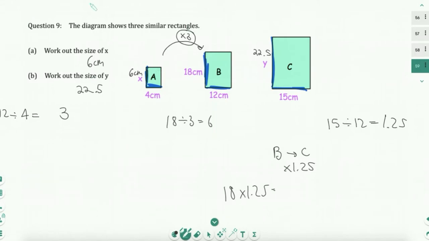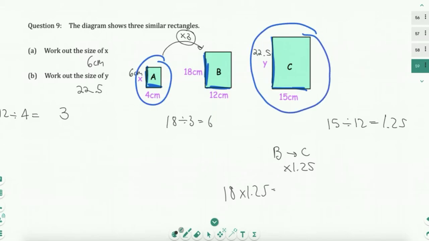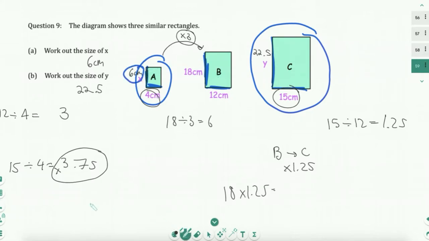You could have also used rectangle A to help us find the scale factor between these two. So we could have done 15 divided by 4, which is 3.75. So the scale factor between A and C was multiplied by 3.75, and then we can get our 6 and multiply it by 3.75, which would have been hopefully 22.5. Yes, 22.5. So you could have used rectangle B or rectangle A to help you solve this problem.